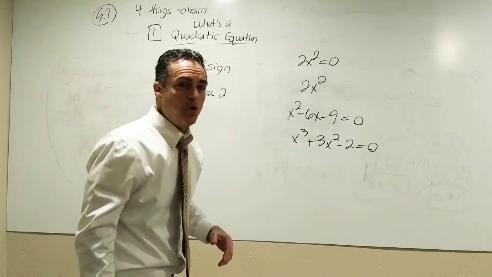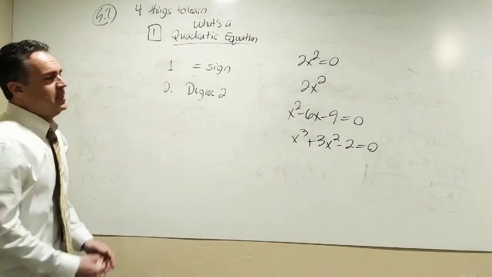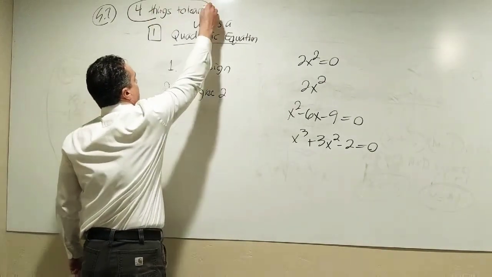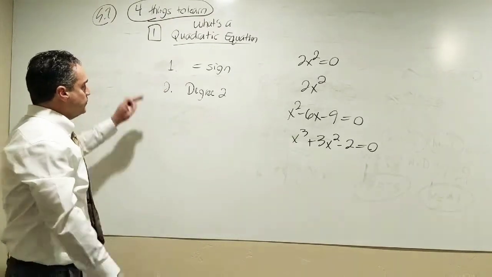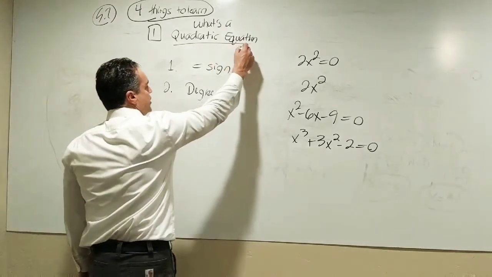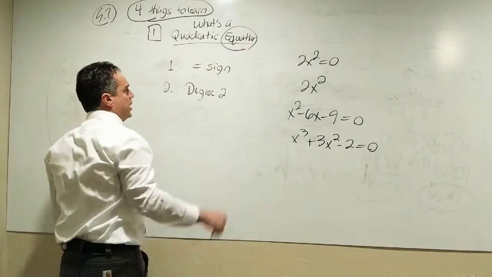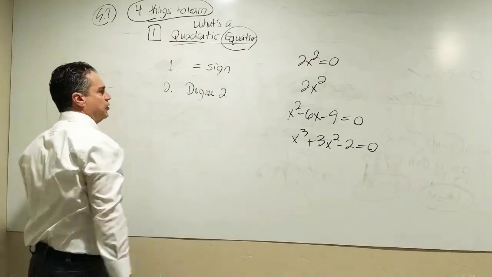Okay, check it out, everybody. All right. So there are 4 things that we need to learn in section 5.7. The first one, what's a quadratic equation? A quadratic equation, the word equation means it has an equal sign, and the word quadratic indicates we're going to have a degree of 2.